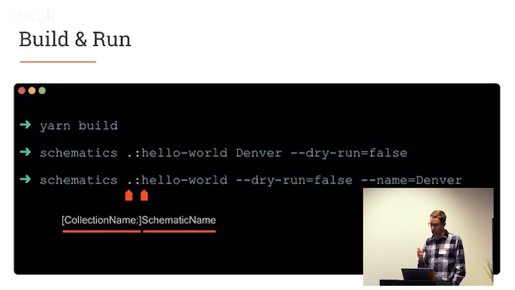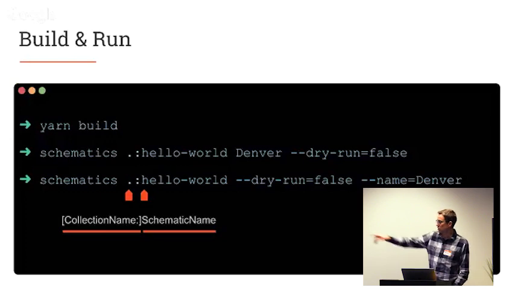So we just do dot colon hello world. And that's the schematic that we're going to execute. And then in the first instance, there's 2 lines, right? In the first one, I'm going to go ahead and just provide that name right on the command line, just Denver, and then do dry run equals false.